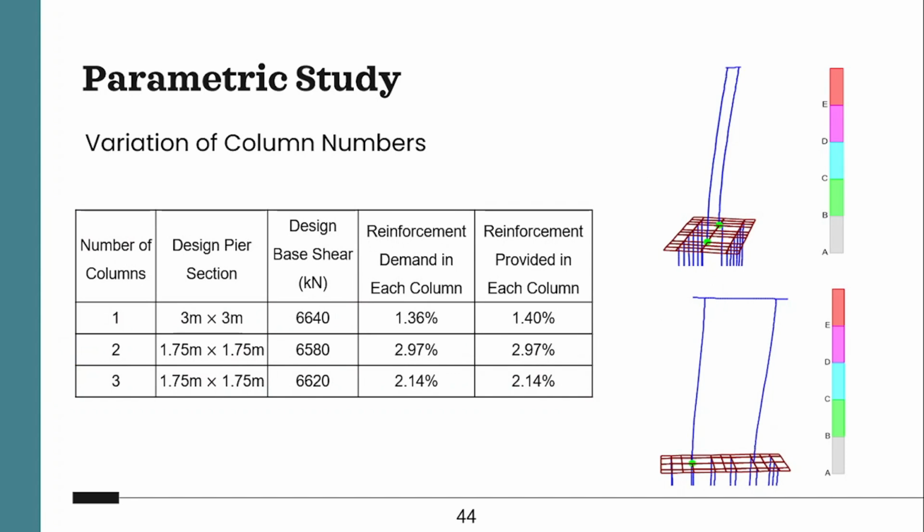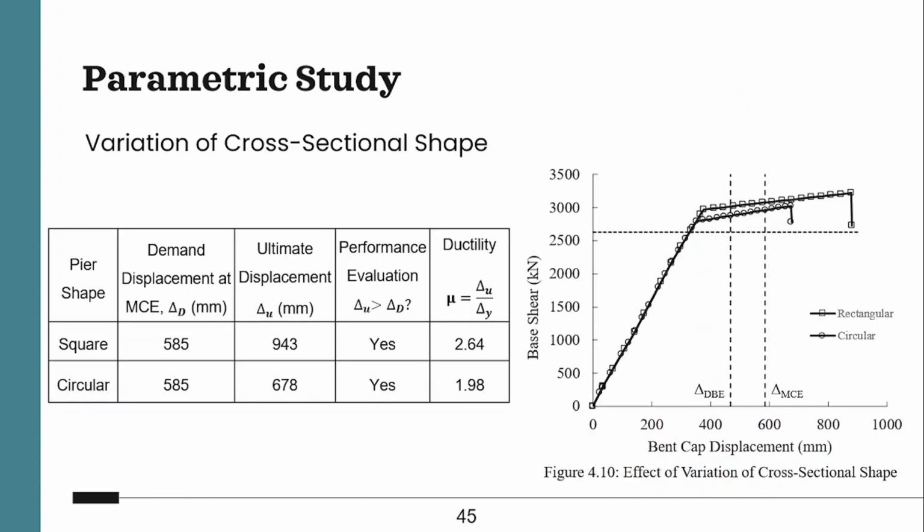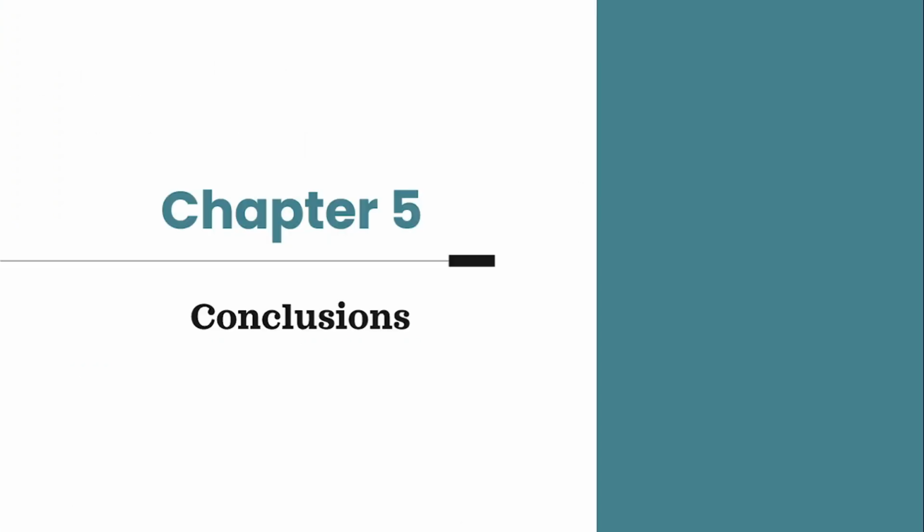Then we varied the column numbers, and this time also we could see that the performance is okay. Then we varied the cross-sectional shape, keeping the moment of inertia, the I value, the same, and we found that the shape does not actually affect much. Although the rectangular piers increase the ductility a little bit, it is advised to use circular columns.